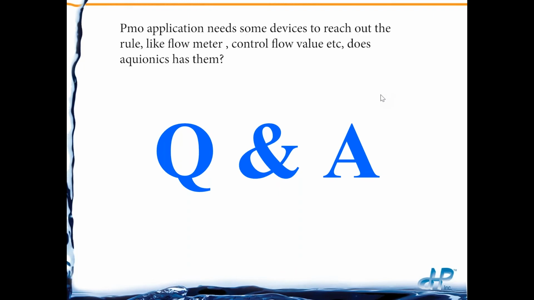So another question's come in: a PMO application needs some devices to meet the rule, like flow meters and control flow valves. Does Aquionics have them? So those instruments are not something that we provide directly, but quite often on a PMO project, we would be working with a third-party integrator that would be able to provide those things, whether it's a UV transmittance monitor, flow meter, or control valves. All that peripheral equipment is something that would be integrated in as third-party equipment. We would just essentially provide the UV system.